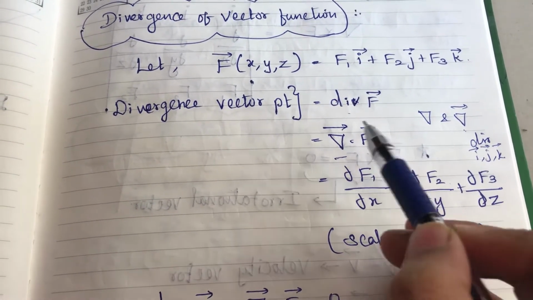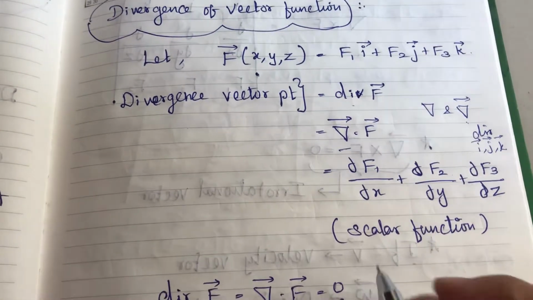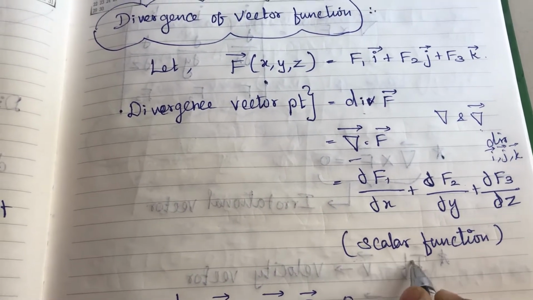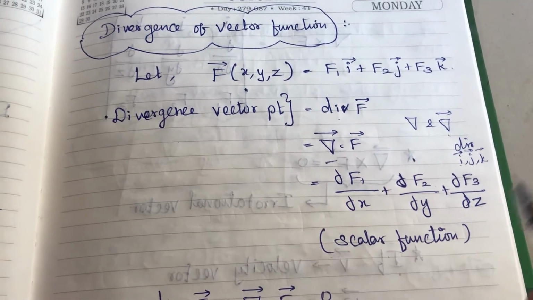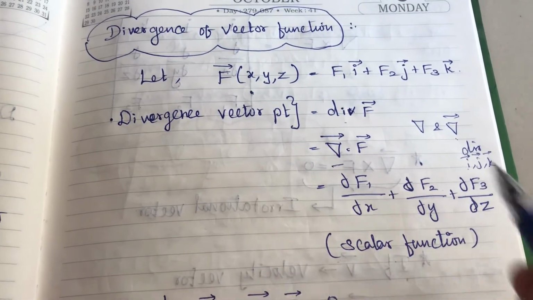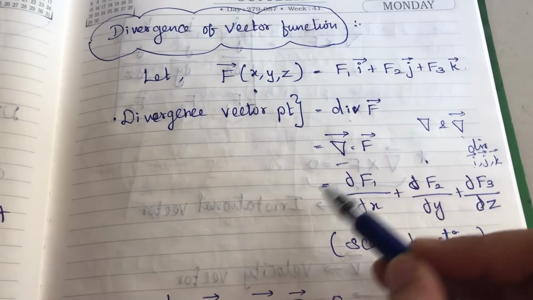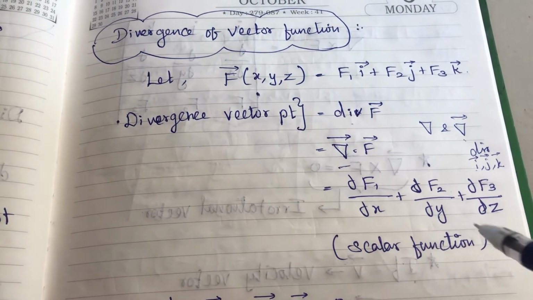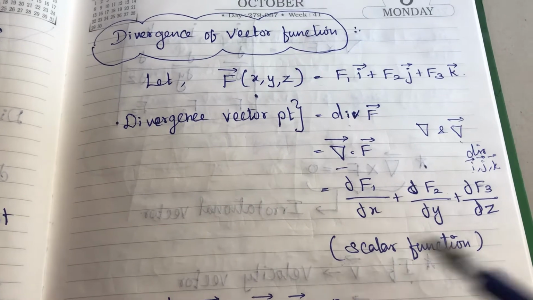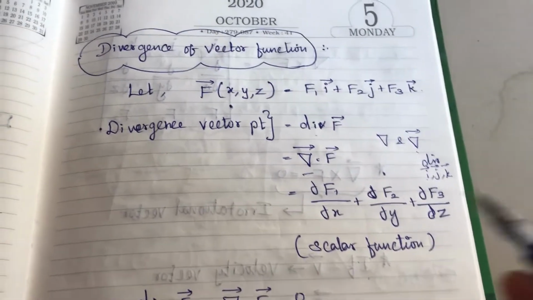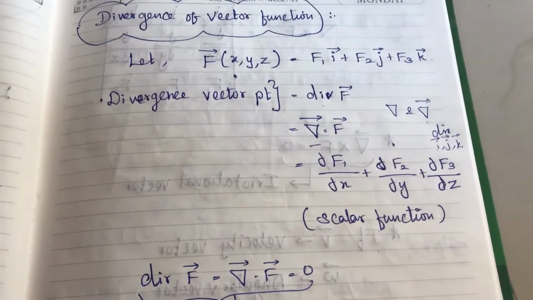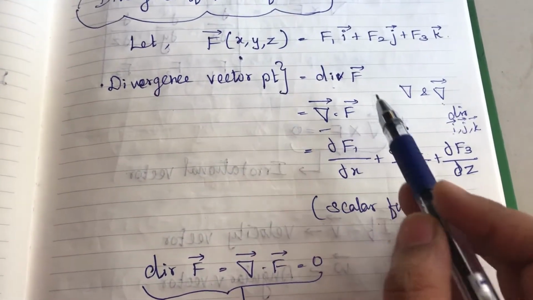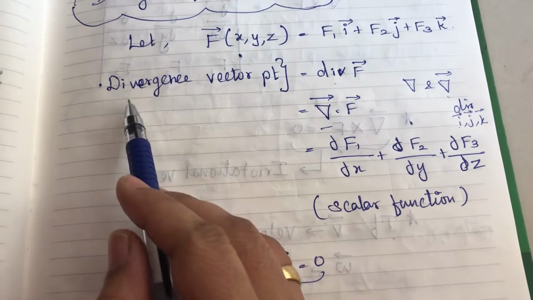If we multiply the two vectors, we will definitely get a scalar function, because i into i is nothing but 1. So all the vector terms like i, j, k will be multiplied and converted to 1. All these things will go off and only the scalar product will remain. So del vector dot f vector, always remember this.